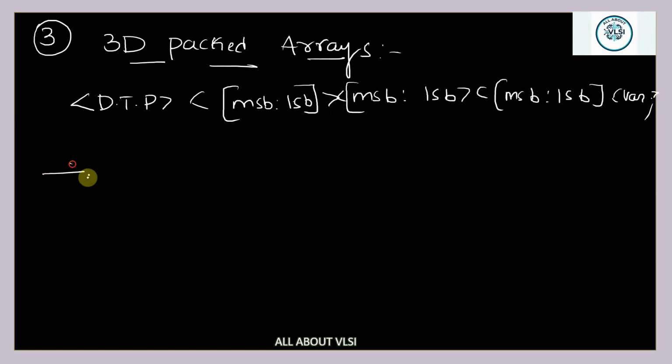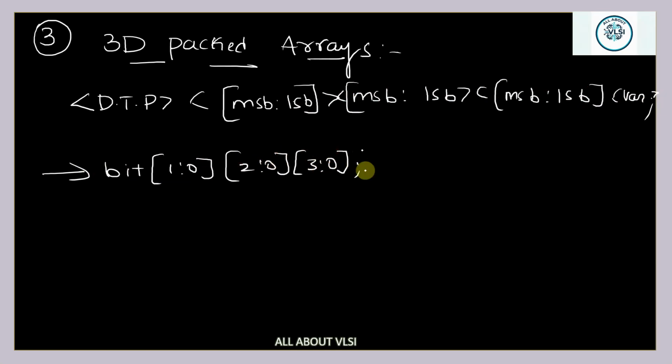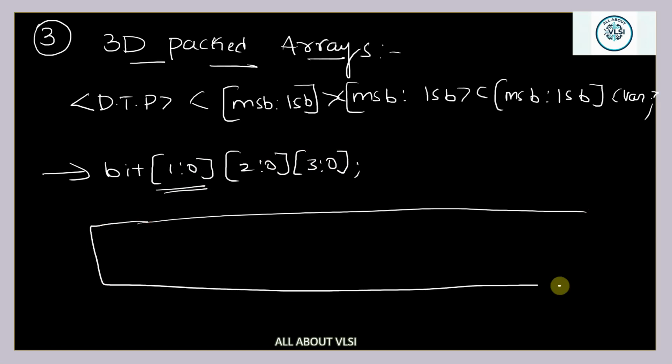So how is it going to look, let's see. If I take bit 1 down to 0, 2 down to 0, 3 down to 0. Okay, so we need to resolve it from the left hand side. So how to resolve it? 1 down to 0 basically refers to 2 sections like this. So this is 0 and this is 1.